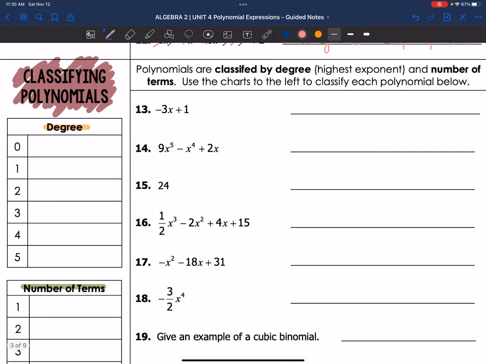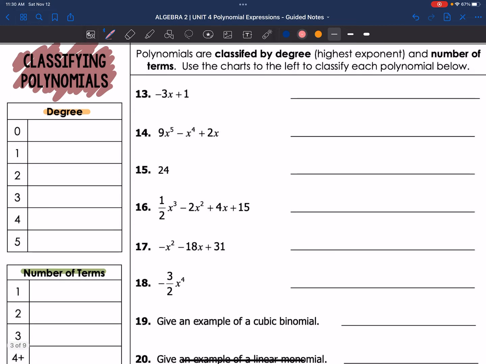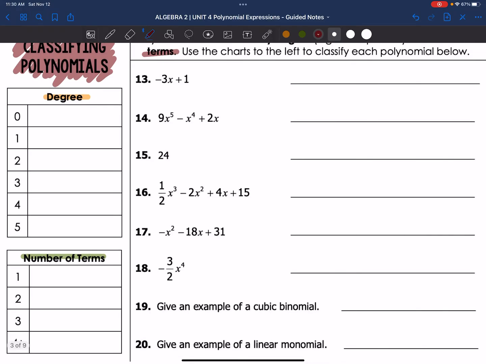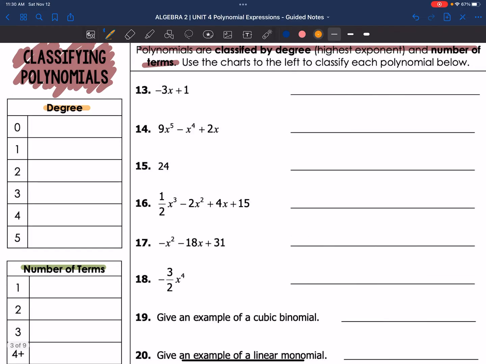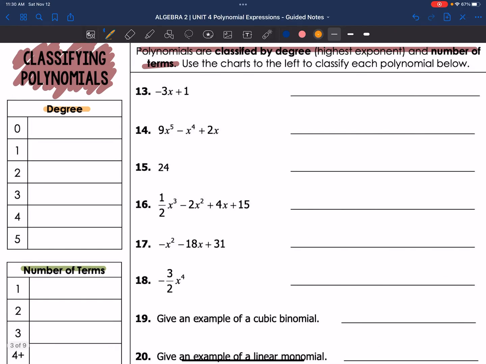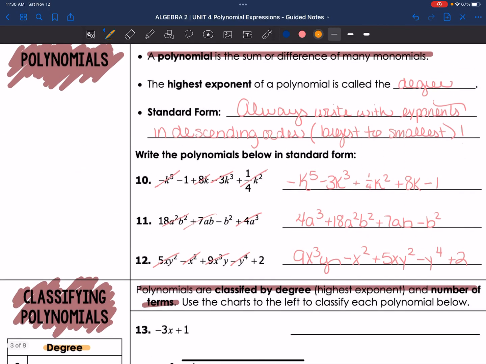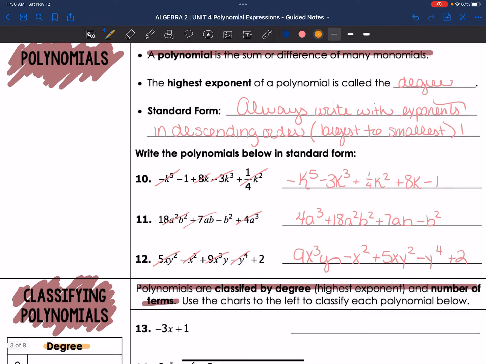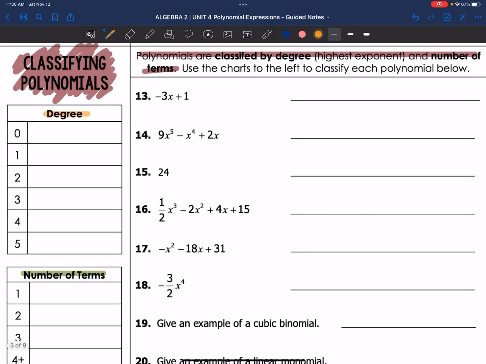Now, one of our main goals here was to be able to classify by degree the polynomials, but not only by degree, also by the number of terms. So we're going to fill in this chart over here on the side so that you can see the ways to classify. It's like giving your polynomial a first and a last name. So the first name is based on its degree, like we saw up here, based on the highest exponent.